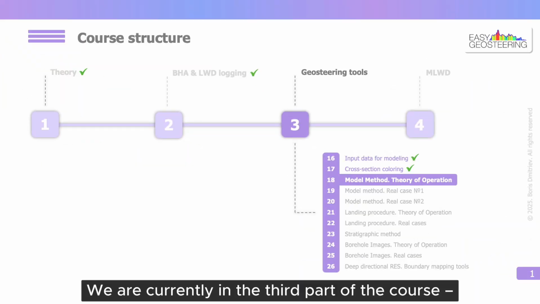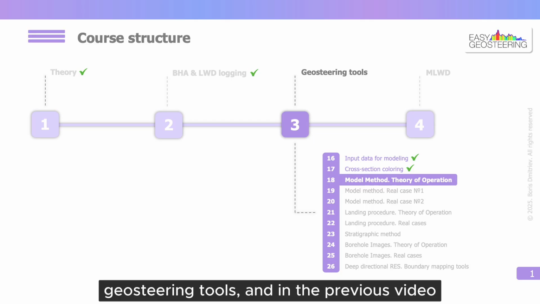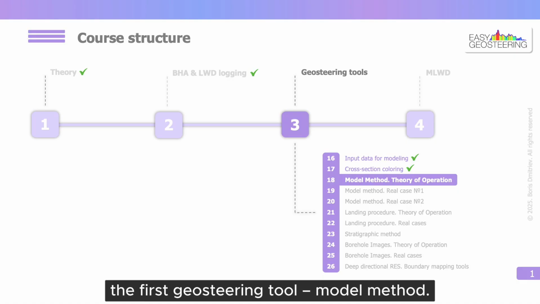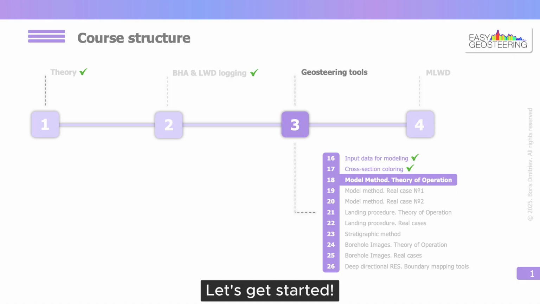We are currently in the third part of the course, Geosteering Tools, and in the previous video we covered cross-section coloring. And today we start exploring the first geosteering tool, model method. Let's get started.